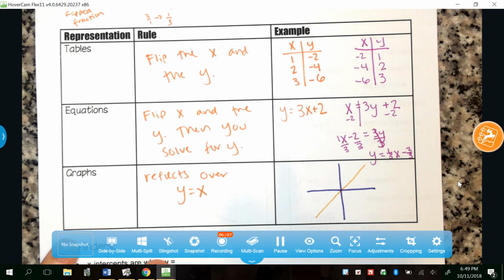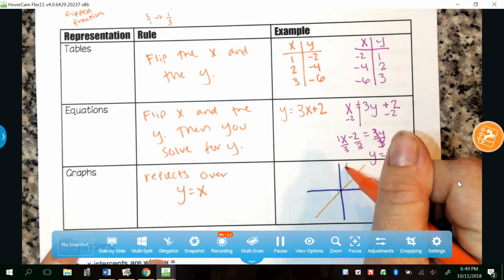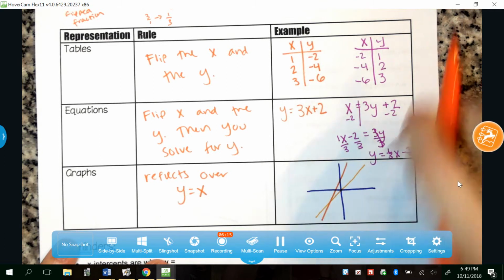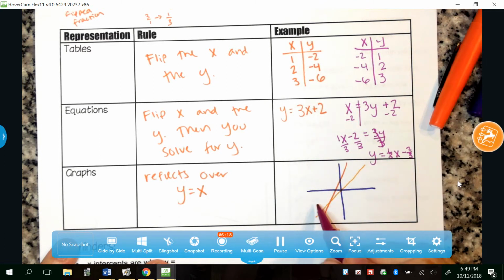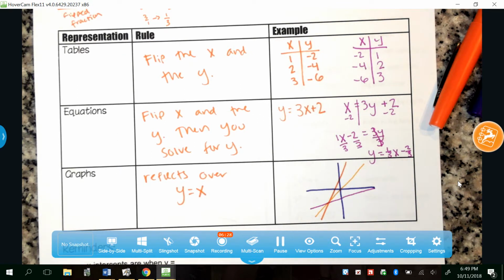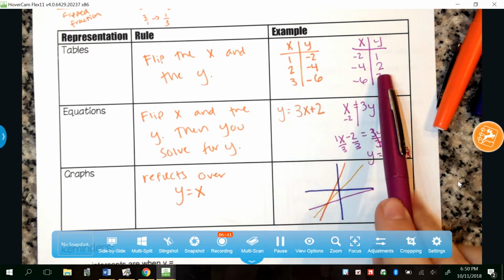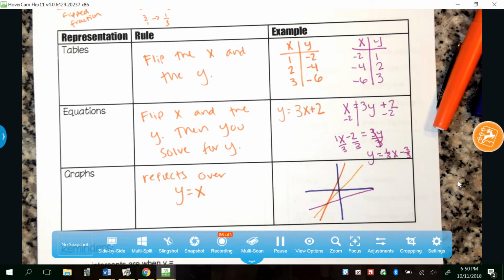So if I say that this is my line, my inverse of that would look like this. So let's say that's 2 away, so it would be 2 away. Something like that. So that is what it looks like for inverse on the graph. Now, obviously, the easiest way to ever graph them is to build the table of your original, flip it, and then graph your inverse.